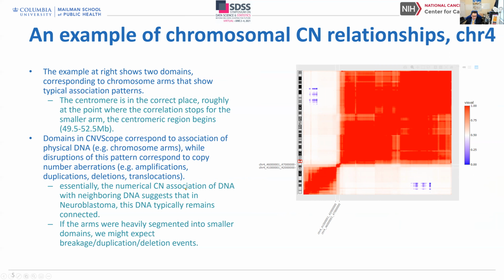So essentially, numerical copy number association with neighboring DNA suggests that in neuroblastoma, this DNA typically remains connected. So the arm remains connected with the rest. If the arms were heavily segmented into smaller domains, we might expect some event of some kind, as we'll see.